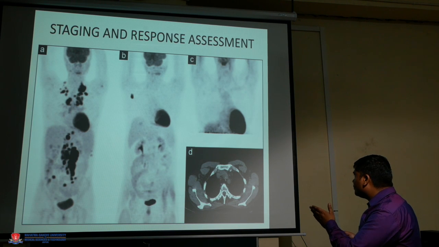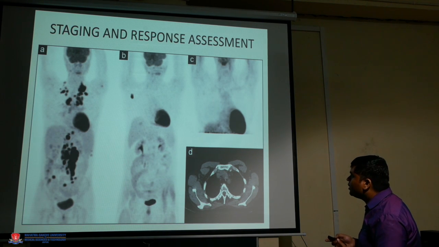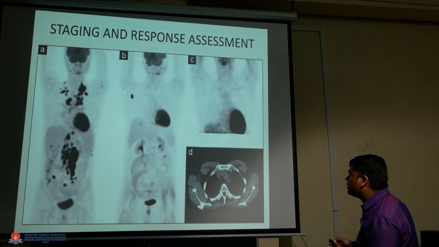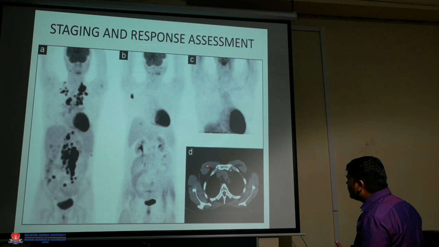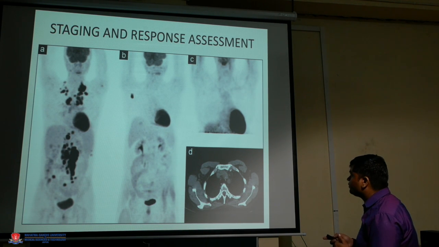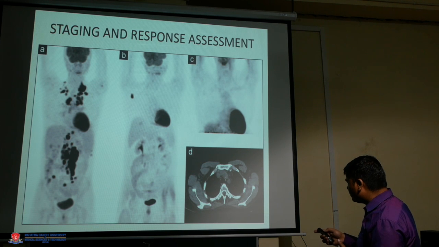We are showing a few cases in staging. This is a CA breast. After the treatment, it is showing a very good response. There is near complete resolution of the disease, except there is one lymph node. It is in the CT images. There is a preserved fatty hilum, so it's likely due to tracer extravasation.